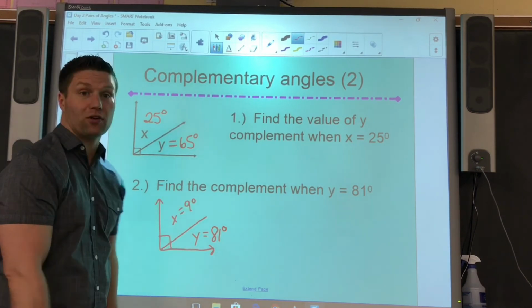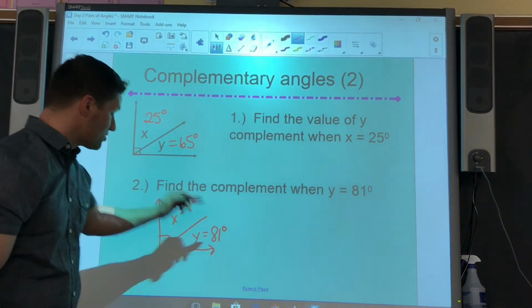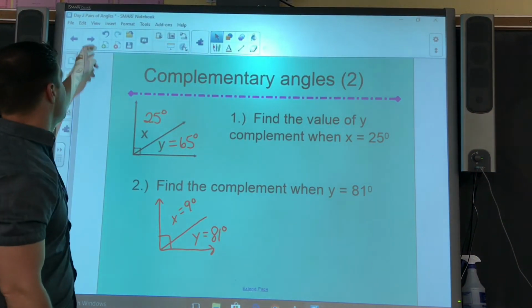I guess I probably could have figured that out in my head. I was too focused on using the calculator, okay? All right, so that's how you find your complement. Let's look at the last one.